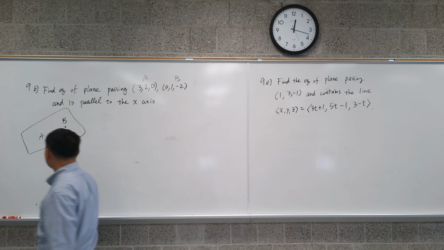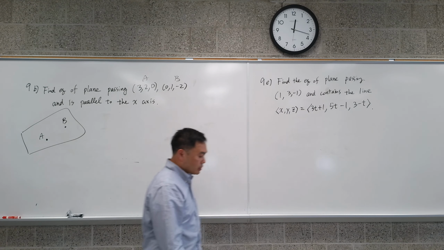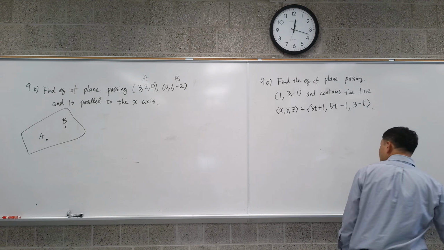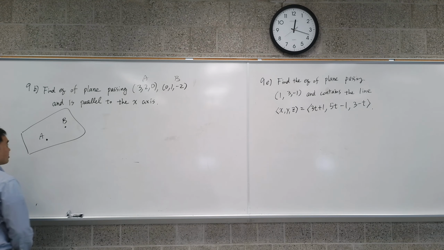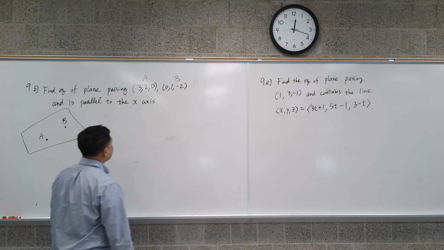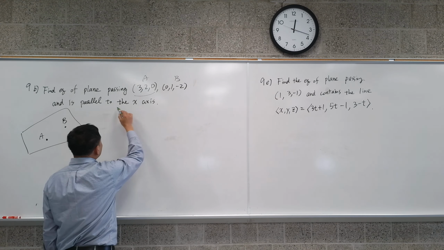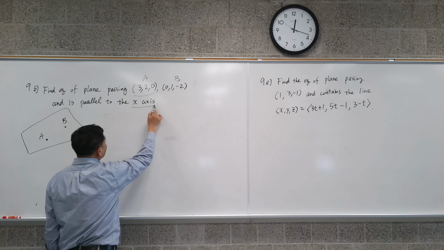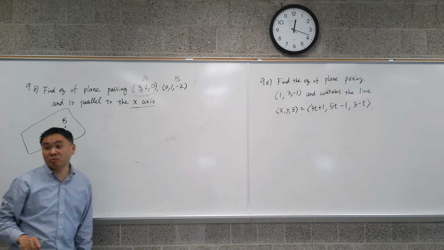We don't know which one's parallel to the x-axis. So what does it mean to be parallel to the x-axis? Well, one way to say it is, if you start from any point and you move in the direction of the x-axis, that point still should be in the plane.